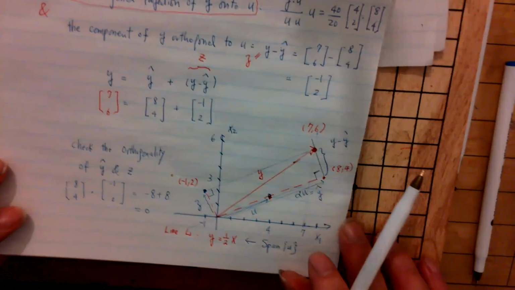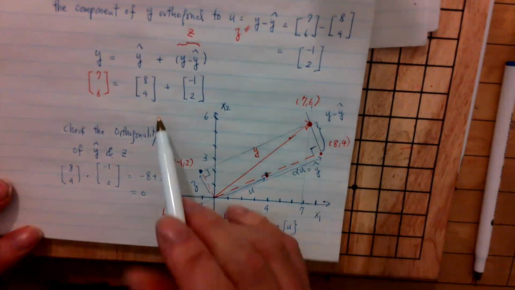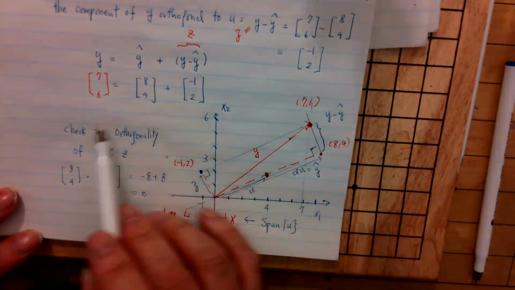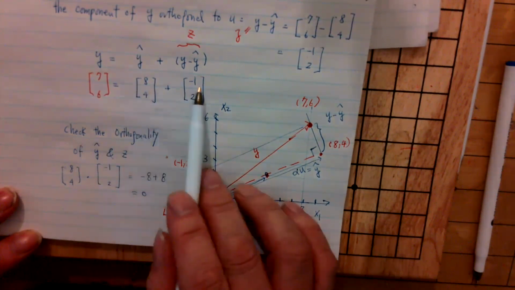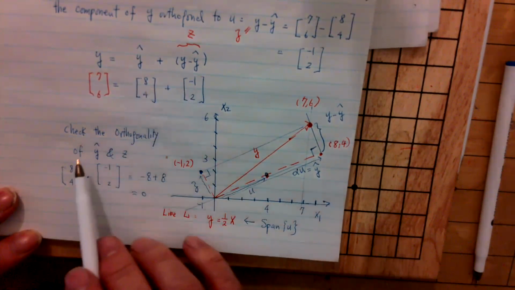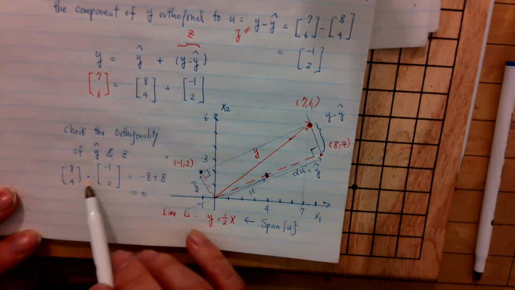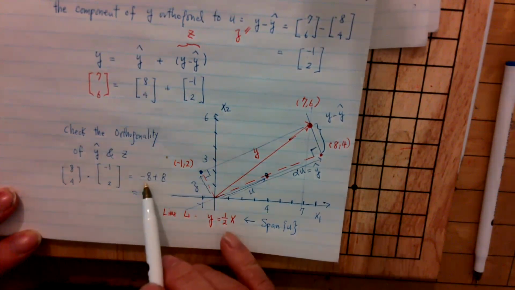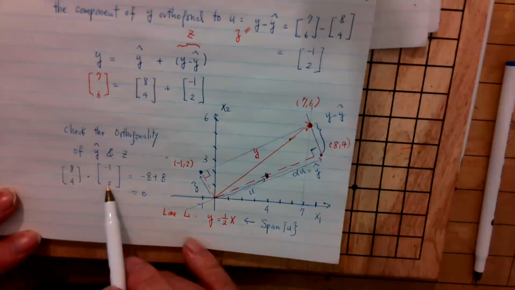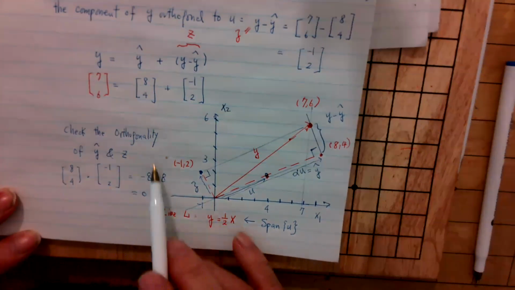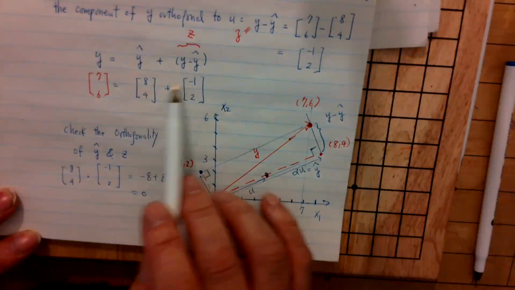Okay? Let's look at the picture. Before we look at the picture, let's check the orthogonality. These two are perpendicular to each other. So the inner product (8, 4) dot (-1, 2) should equal what? 8 times -1 is -8, 4 times 2 is 8, so they add up to 0. So no problem. These two are orthogonal vectors.